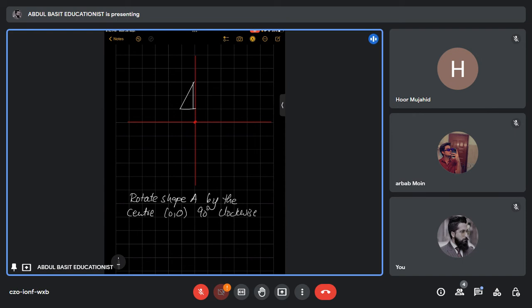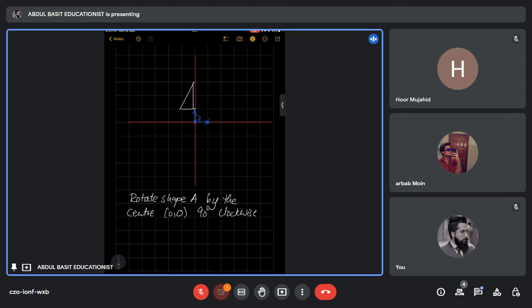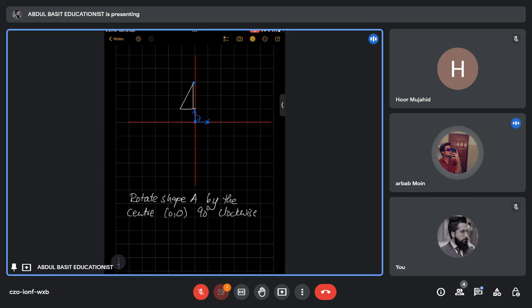So we have 3 points and this is my center. Let's join this point with the center, and it is 1 block away, so it must be 1 block away here, so it would be clockwise 90. Yes or no, Arbab? Yes, sir. So it means that this point will come here. Agree? So automatically, if this is my B point, that point will go there. Yes or no?